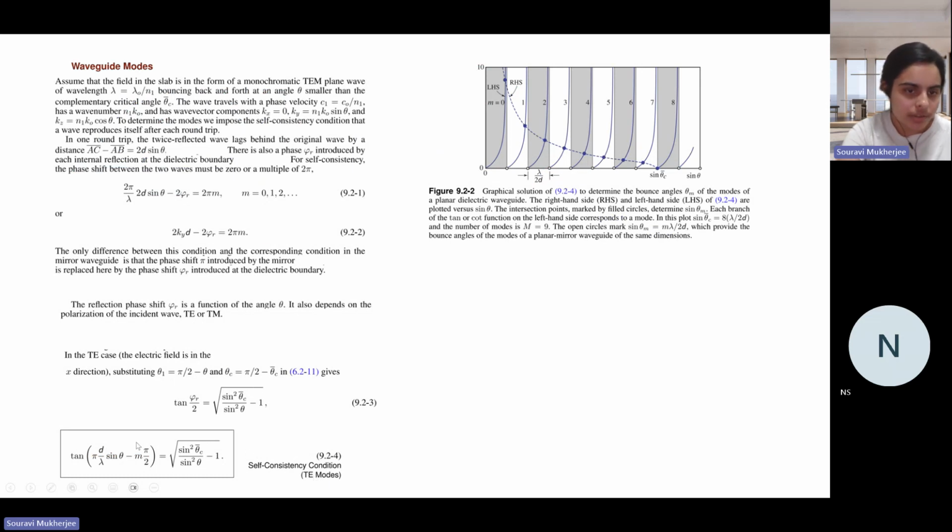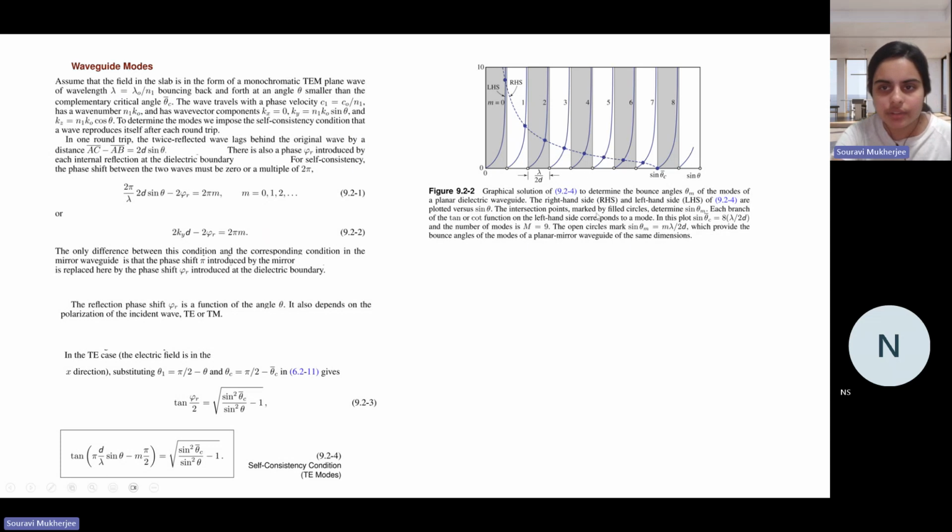And what is this? This is a transcendental equation. So here you have to plot this and this separately and see where they intersect. That gives you your solutions. And as you can see here, if you plot it for some values, you would get something like this. They intersect at some particular points until they reach this point, which is the critical point, because there can be no values beyond this point. So this limits your value of theta m.